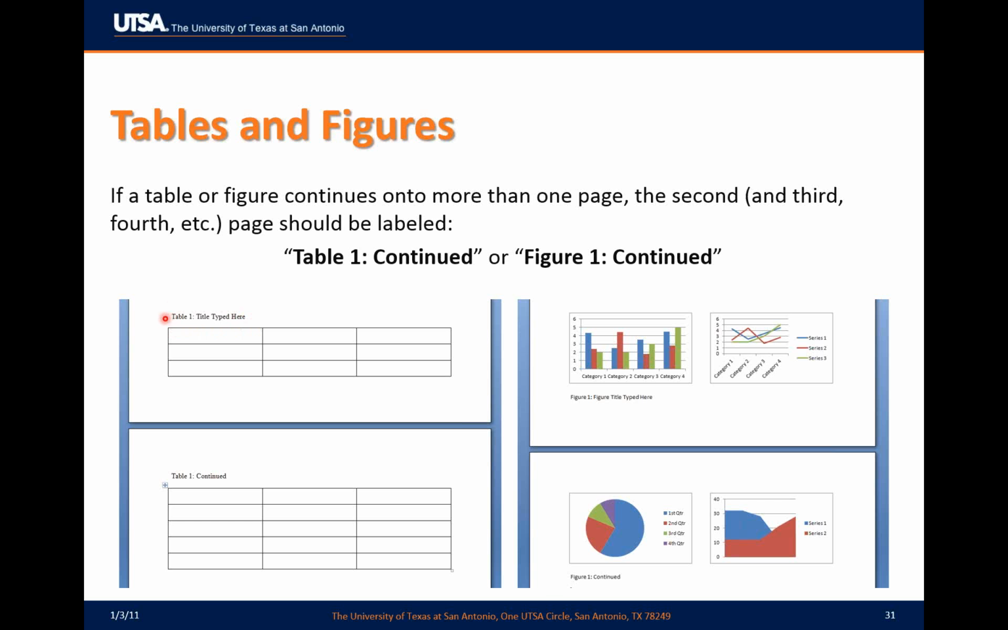With figures, remember they're labeled below. So on the first page that the figure starts on, you'll have the main figure label below the figure, and then on every page that the figure continues on, you will put figure, the number, and continued. So just remember, with both tables and figures, the main heading appears on the first page that it starts on, and every subsequent page that it continues on to will have a continued label.